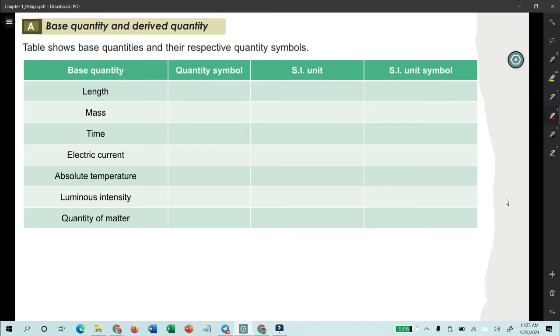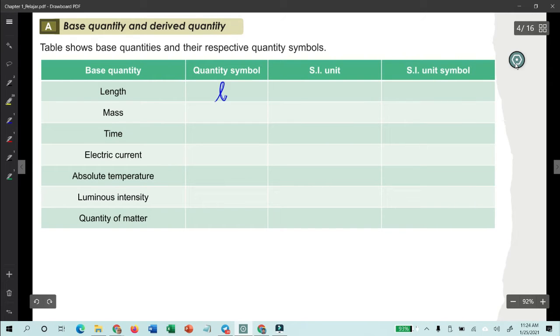The first one, length. What is the quantity symbol for length? It's actually L. I already introduced that to you earlier. And for mass it is M. For time, small t. Electric current is capital I. For absolute temperature, it's going to be capital T. Luminous intensity is I with a subscript V, and then we have N for quantity of matter.